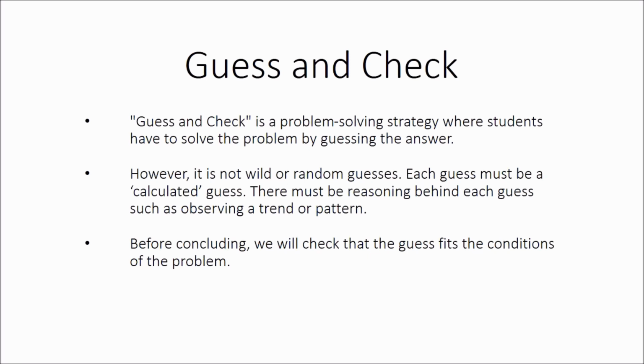So what we usually recommend would be drawing a table and then trying to fit in the criteria that's given in the problem. Once you get the right answer, you check if it fits the condition that's given in the problem. So very likely you have to get maybe at least 2 to 3 wrong answers before arriving at the correct answer.